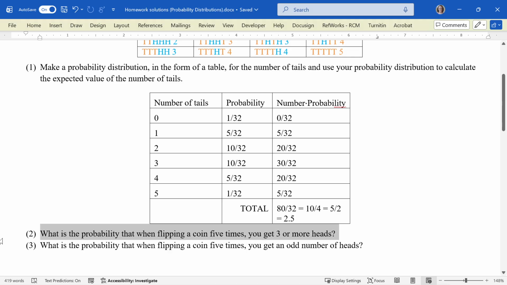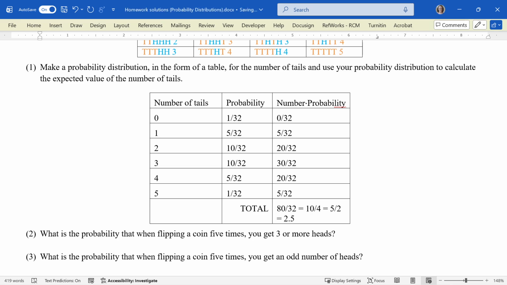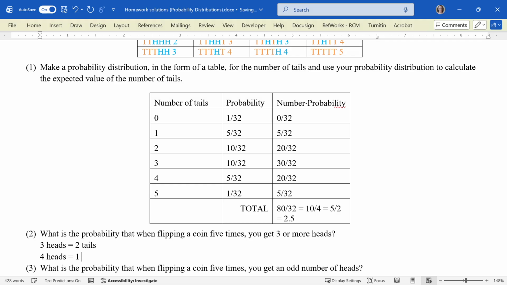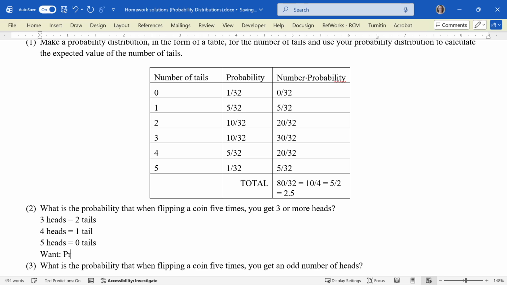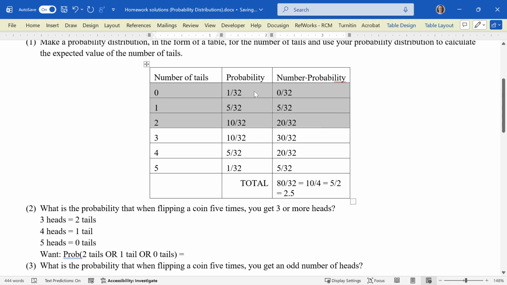Okay, now let's try using our probability distribution to answer some questions. What is the probability that when flipping a coin 5 times, you get 3 or more heads? So 3 or more heads, we need to interpret that in terms of tails. So 3 heads is 2 tails, 4 heads is 1 tail, and 5 heads is 0 tails. So actually what we want to know is the probability of getting 2 tails or 1 tail or 0 tails. And to get that, all we need to do is just look in this chart here and just add up the probability on each of those lines.